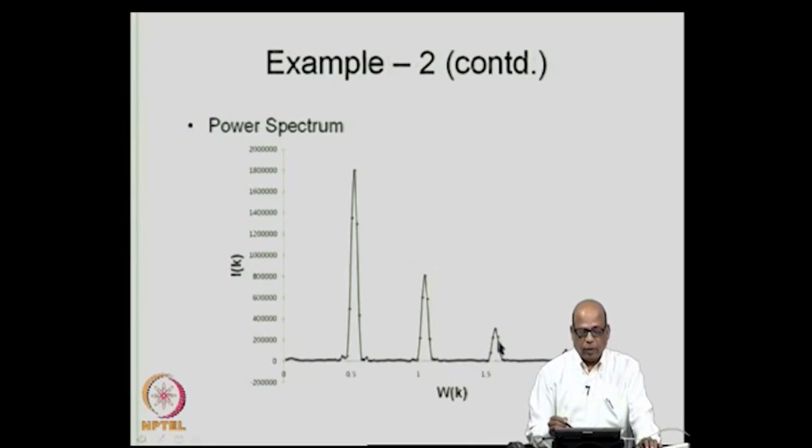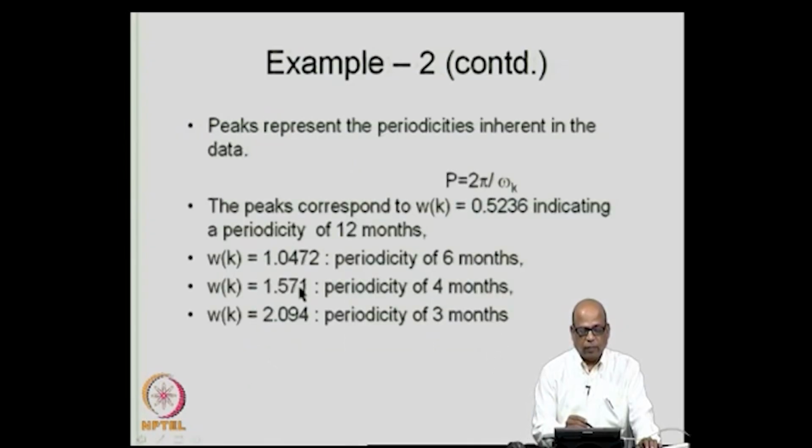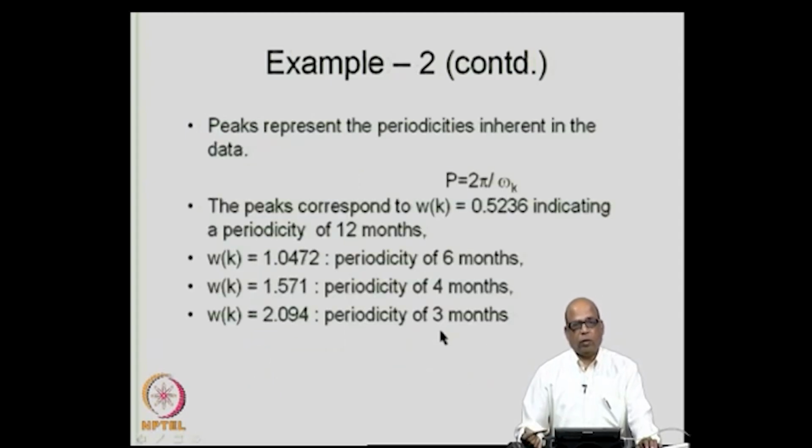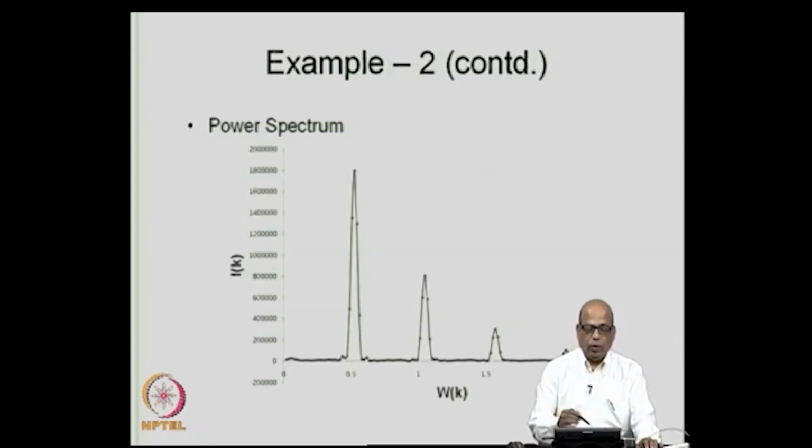Similarly, the next one corresponds to 1.571 and that indicates a periodicity of 4 months. Next corresponds to 2.094 here, and that corresponds to a periodicity of 3 months. So, from the time series data, by doing the spectral analysis, you have now identified that there is a periodicity of 12 months and 6 months, 4 months and 3 months inherent in the data.